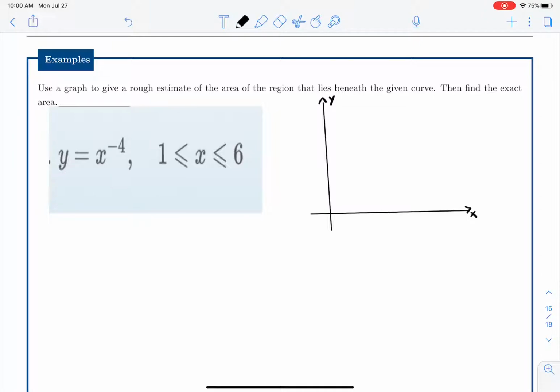It's x raised to minus 4. When x is 1, it's going to be at 1. And at 6 it's 1 over 6 raised to 4. That is going to be a small number, 1 over 1296. It's close to 0, so it's going to be somewhere over there. Just drawing an approximate curve. And we want to find the area. Of course, we can either do a right-hand limit or a left-hand limit. We could use a certain number of rectangles.